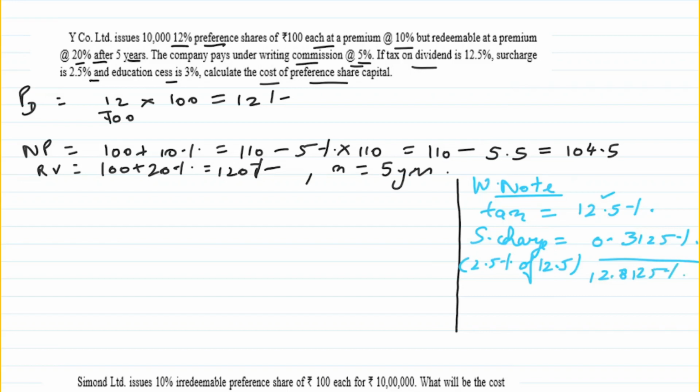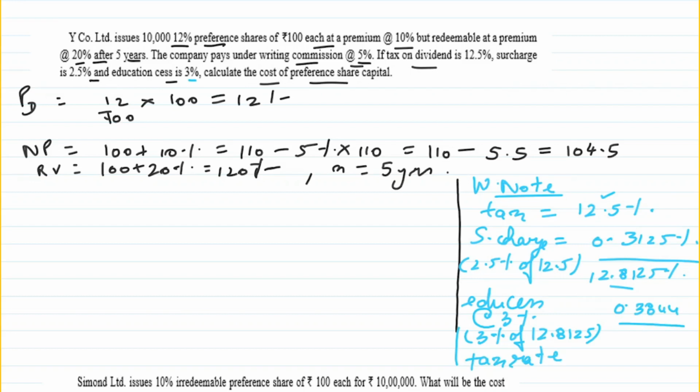If you just add this up, this will come to be 12.8125, right? We also know there is an education cess that's mentioned in the question of 3%. So this 3% will be computed on this amount, right? So our education cess will be how much? This will be 3% of 12.8125, right? So this will come out to be 0.3844, right? So what's our total tax rate? That is inclusive of tax, surcharge and the education cess.